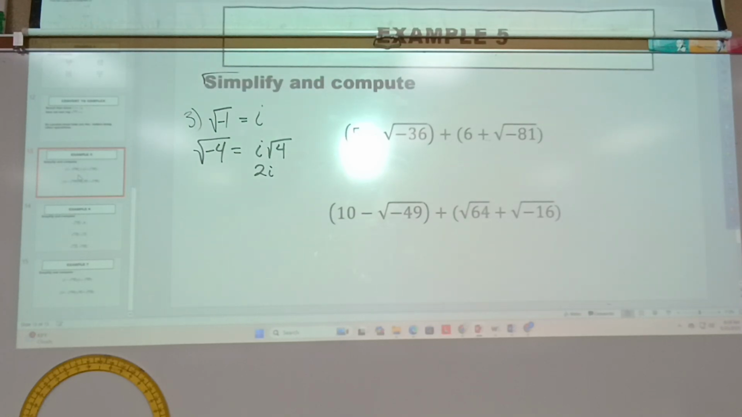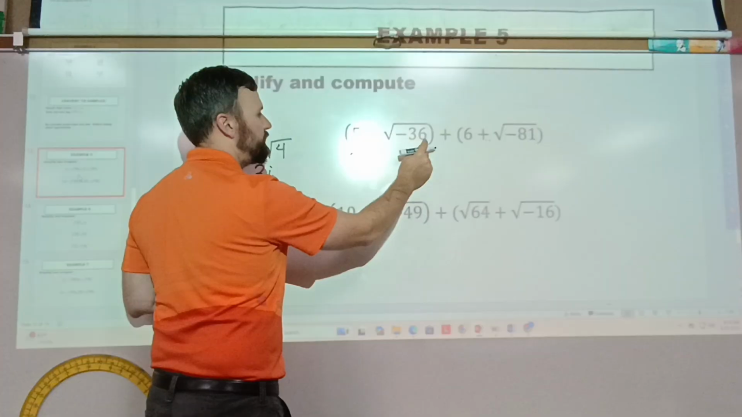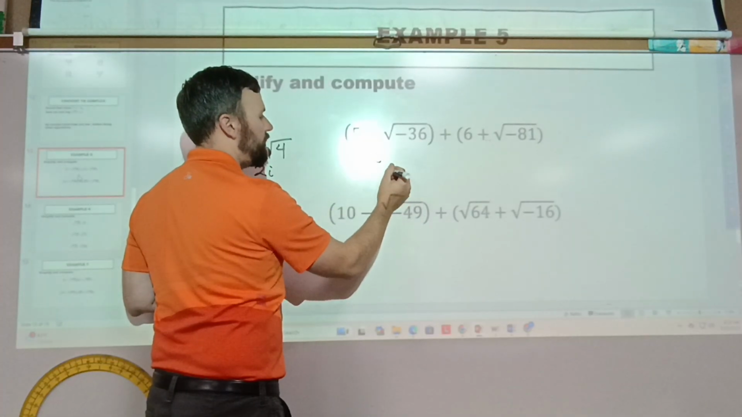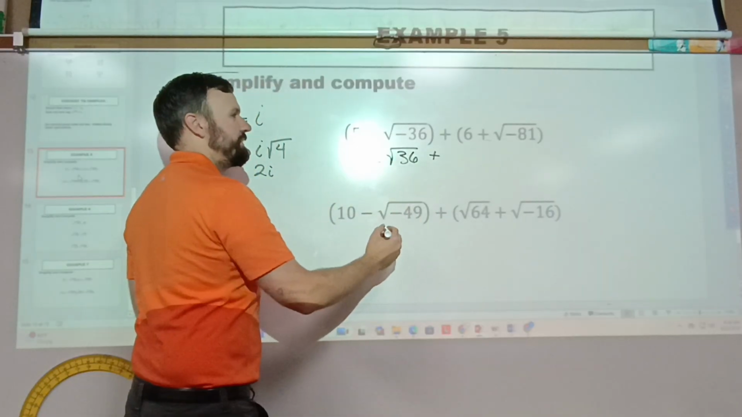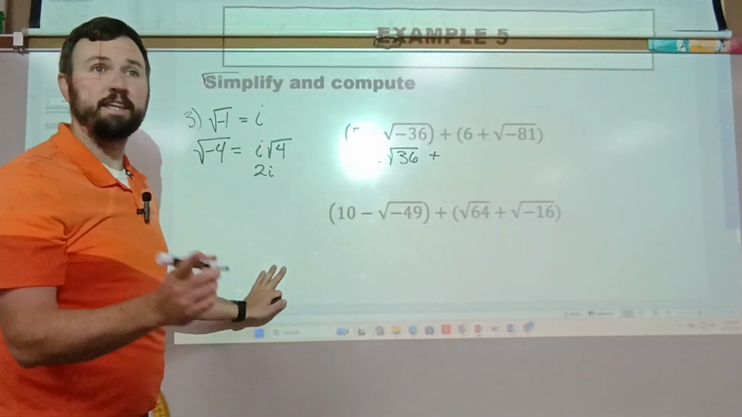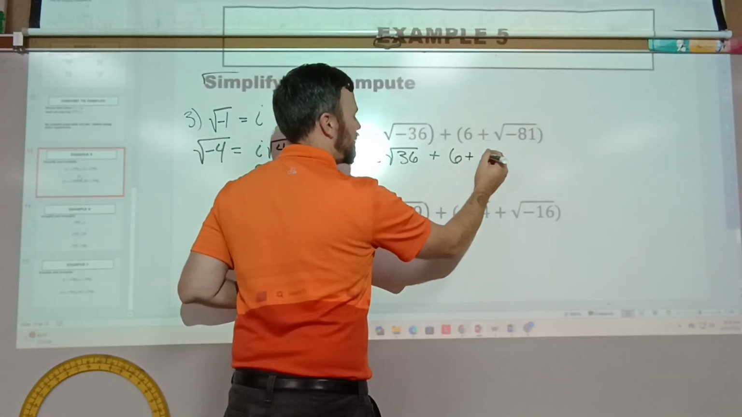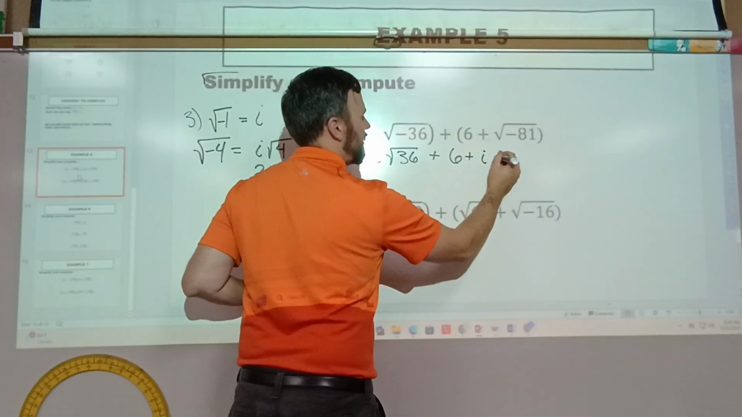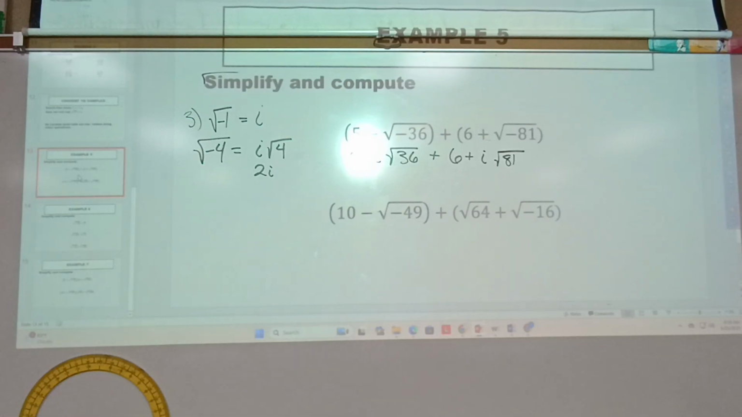Okay? So like on this one, I would do 5 minus, what do I do here with that negative? I'm going to pull out that i. Ooh, that sounds gross. I have a good story about that. I think I've told some of my classes about an i being pulled out. 6 plus, pull out the negative 1. You guys see what I did there? Now can I calculate that? Of course I can.